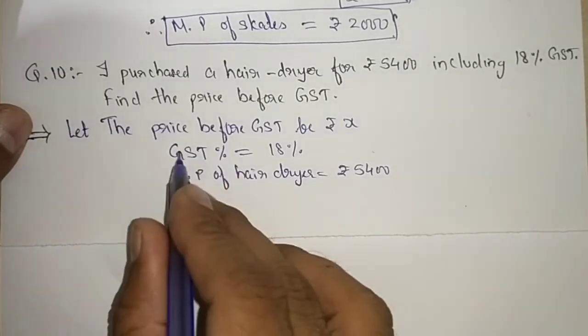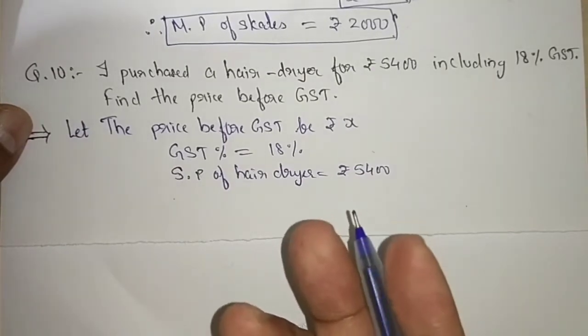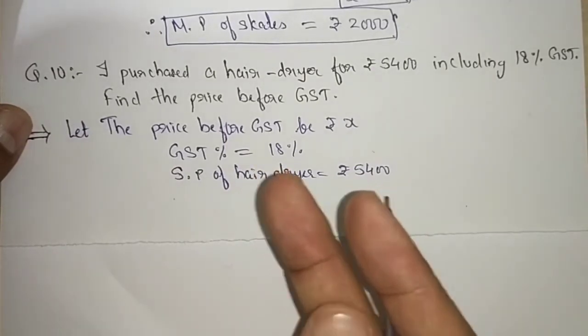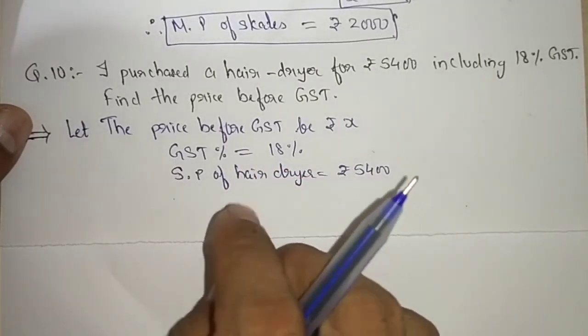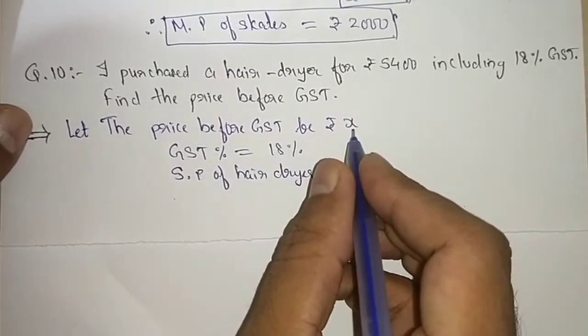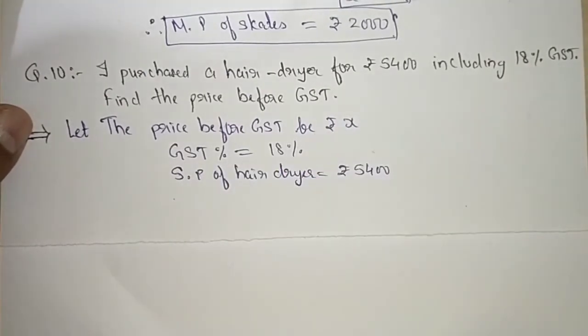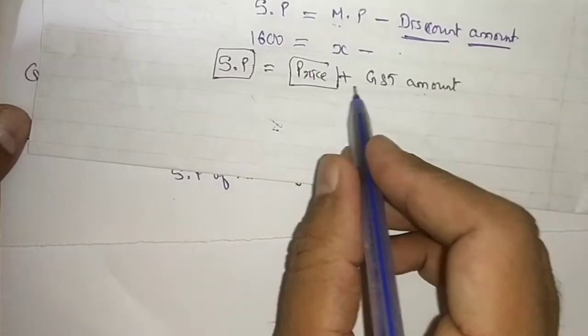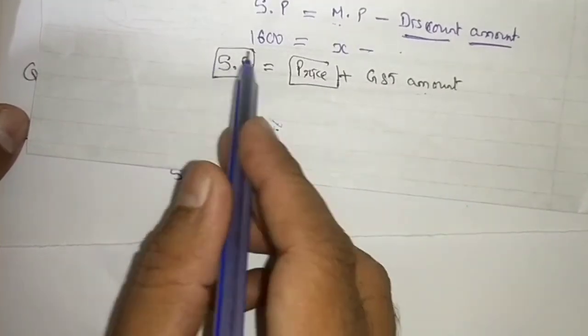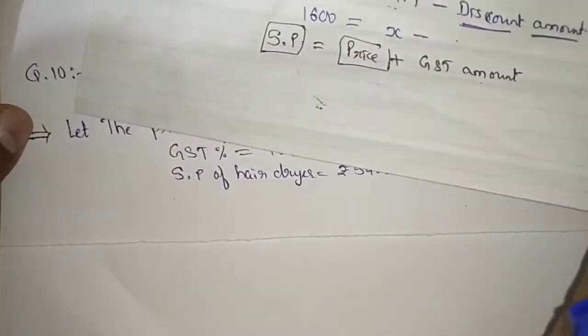They have given us the percentage, so I will find GST amount. Now GST amount is added on what? Definitely on the original price, that is on X. GST amount will be added on the original price, then only we will get SP. So we will find the GST amount.